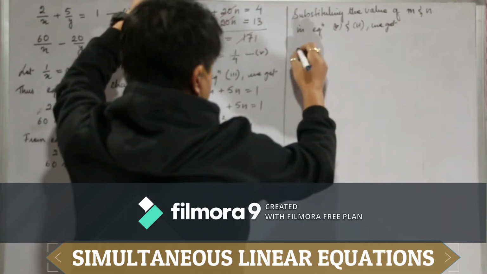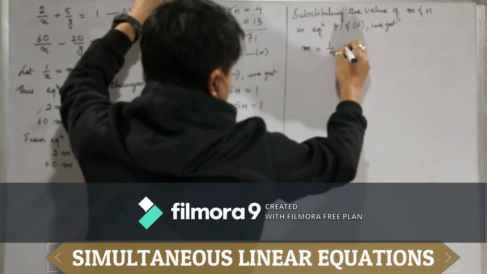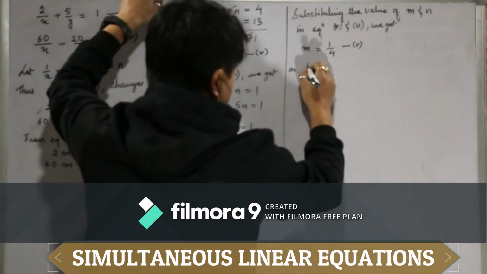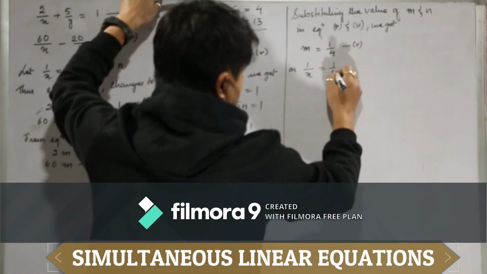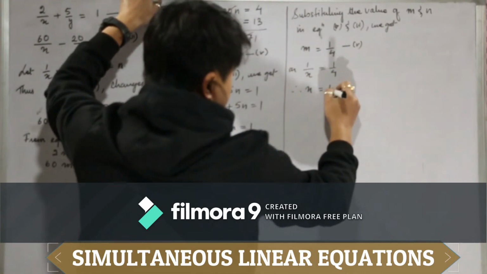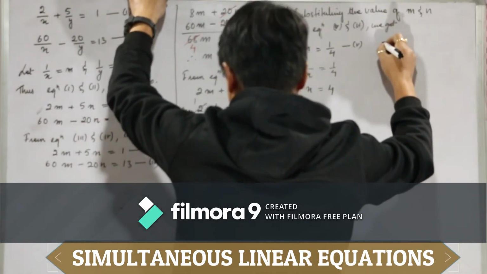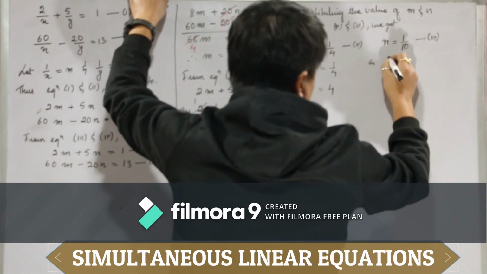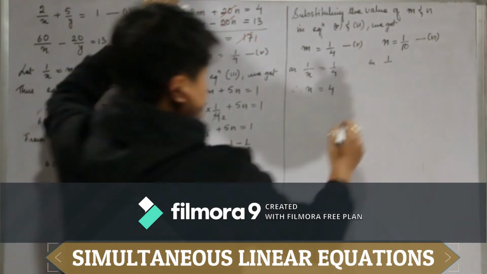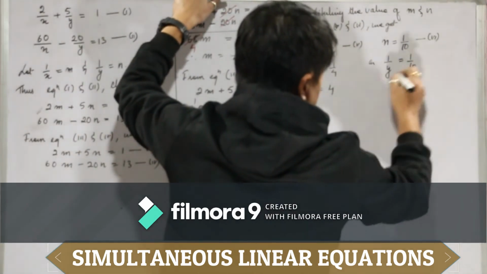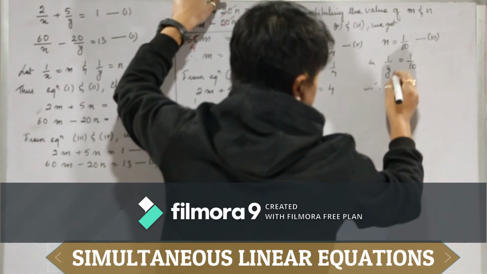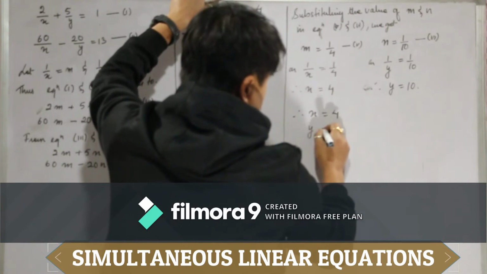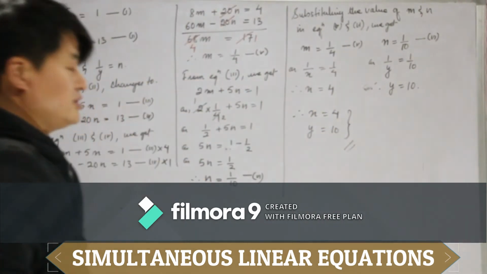From 5 we will get m is equal to 1 by 4. This is equation 5, but m is 1 by x, so in place of m we can write 1 by x is equal to 1 by 4. Therefore x is equal to 4. From equation 6, n is equal to 1 by 10. This is equation 6, and 1 by n is 1 by y, so 1 by y is equal to 1 by 10, therefore y is equal to 10. So x is equal to 4, y is equal to 10. This is how we solve the sum.